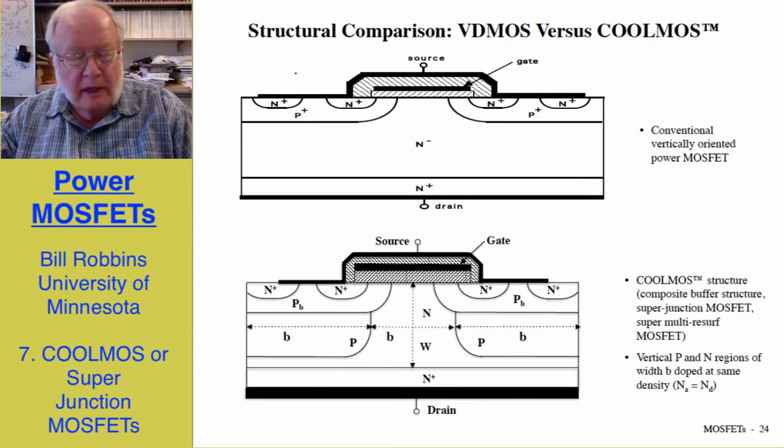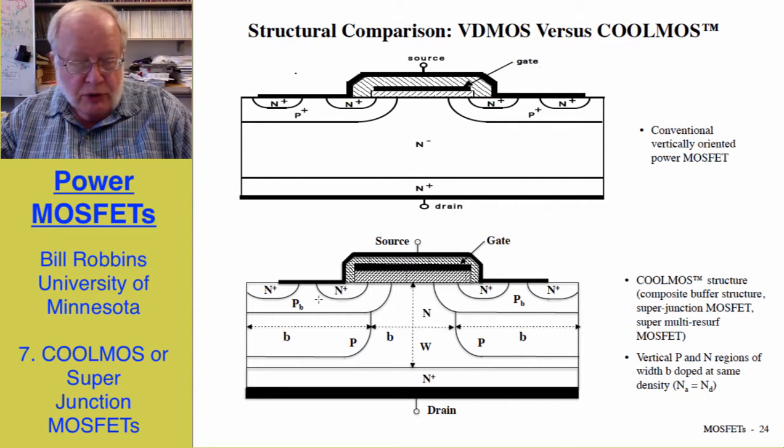The last topic I want to take up in this video is a comparison of the standard vertically diffused MOSFET with the newer geometry, sometimes called CoolMOS, sometimes called super junction MOSFETs. The upper picture here shows a cross-sectional view of a conventional vertically oriented MOSFET. The one on the bottom is the CoolMOS structure, and the thing that distinguishes it from the standard structure is these very deep p-type diffusions that are connected to the p-type body region.